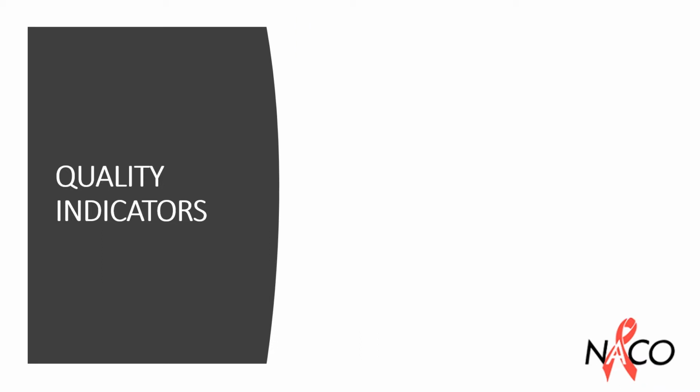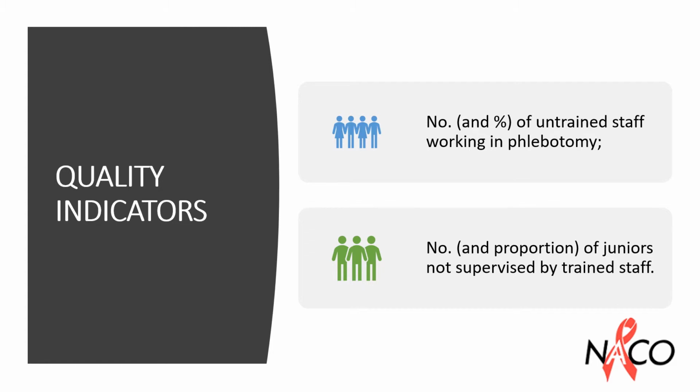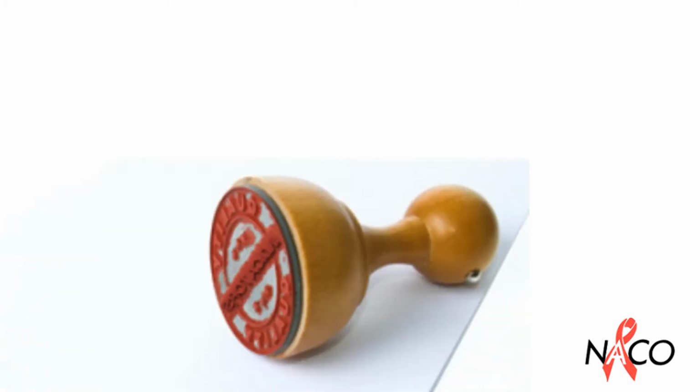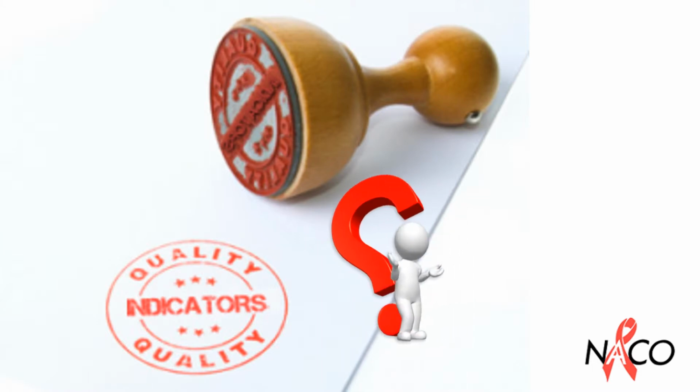Since training is an important part of pre-analytical processes, monitoring the same is necessary through quality indicators like number and percentage of untrained staff working in phlebotomy, number and proportion of juniors not supervised by trained staff. Now that you have an understanding of quality indicators and their importance, how will you implement the same in your laboratory?